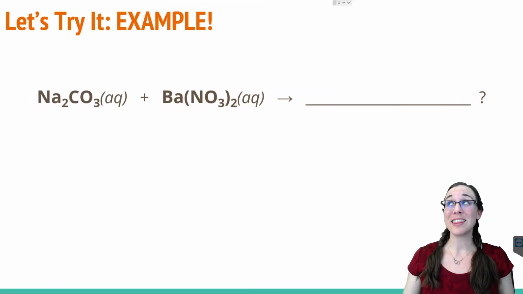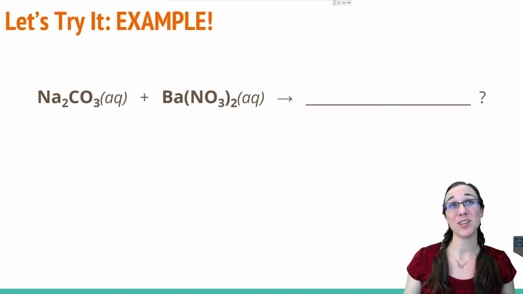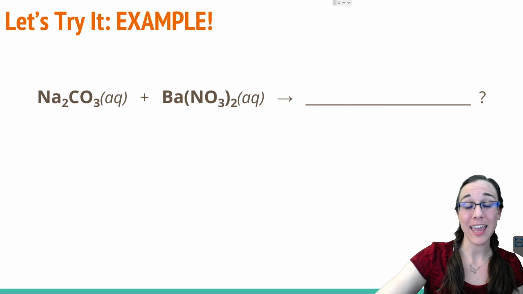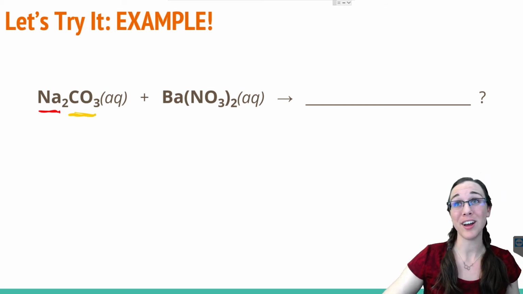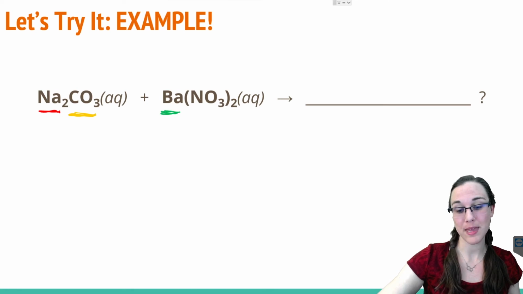So let's give this one a go. Can we predict the products for these two reactants? These two reactants are going to come together and make some form of product. Let's first see what we have at our disposal. We have Na bonded to carbonate, CO3, that's a polyatomic ion. And we have barium, Ba, with nitrate, also a polyatomic ion.